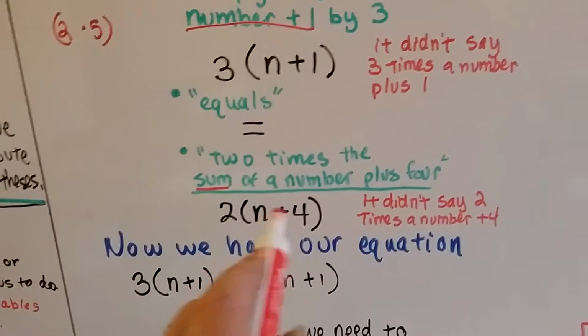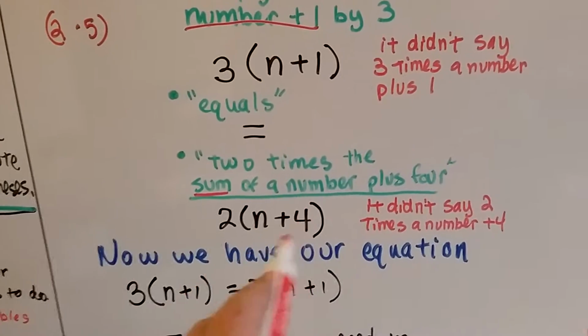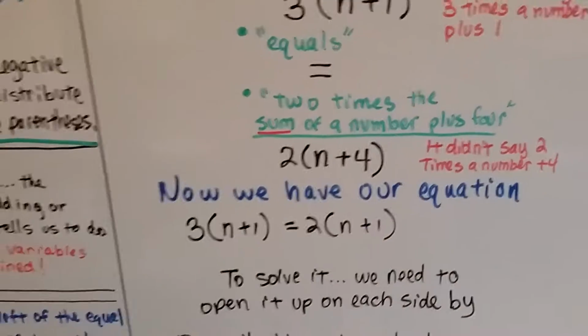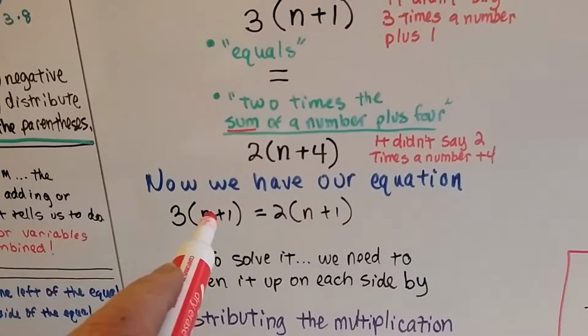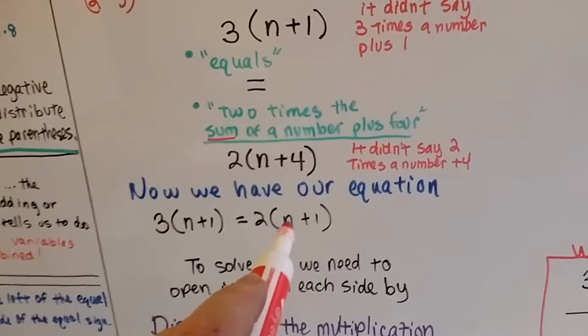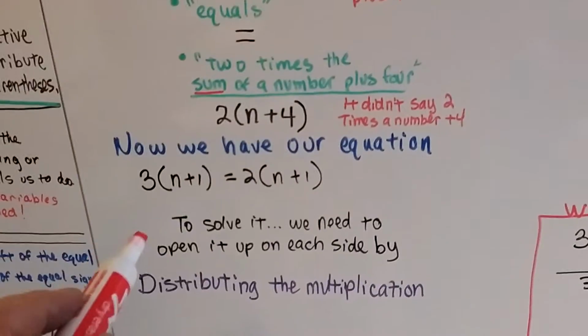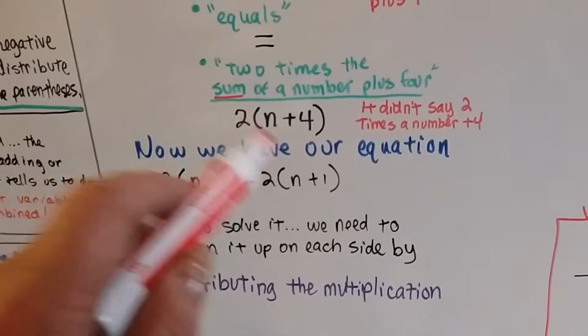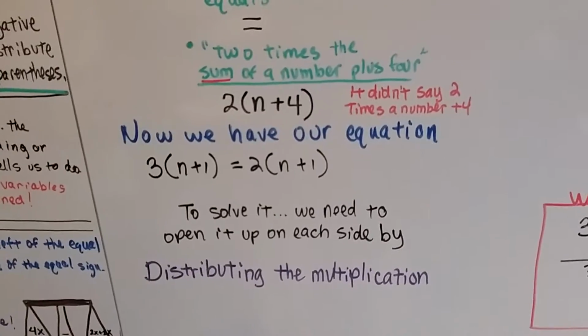It said the sum of a number plus 4. So that means we needed to add these. So now we have our equation. We have 3 and then n plus 1 in parentheses equals 2 times n plus 4 in parentheses. And to solve it, we need to open it up on each side by distributing the multiplication.